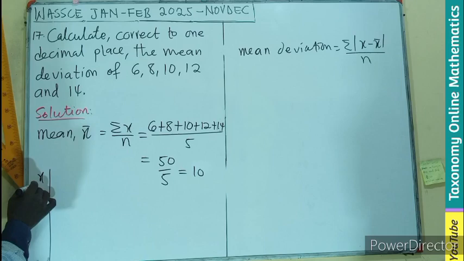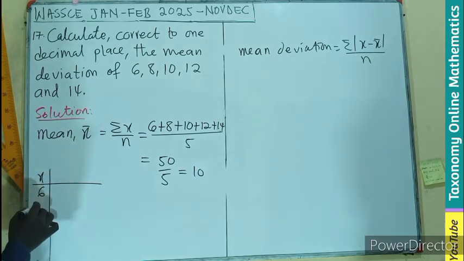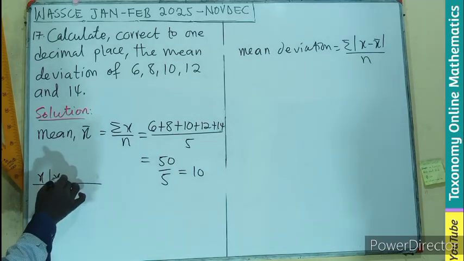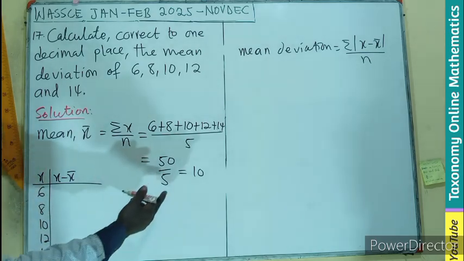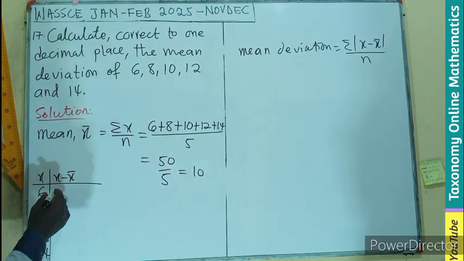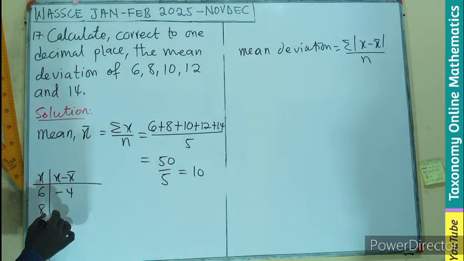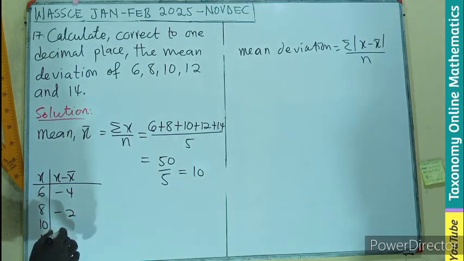So let's draw our table here. We have our x value. Let's see, 6, 8, 10, 12, 14. So x minus x bar, meaning the values we are having here minus 10. So 6 minus 10 is minus 4, minus 2, 0, 2, and that will be 4, right?